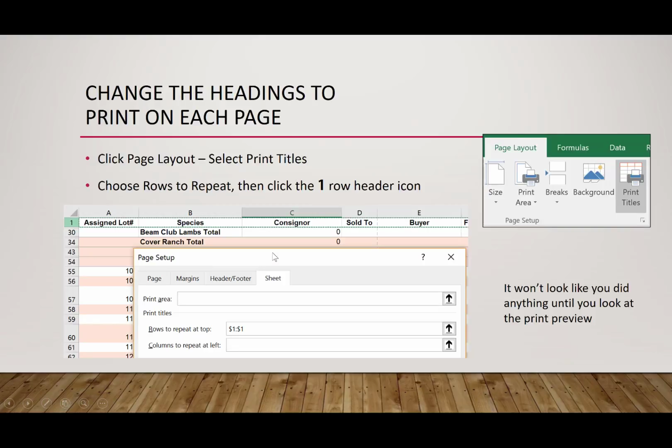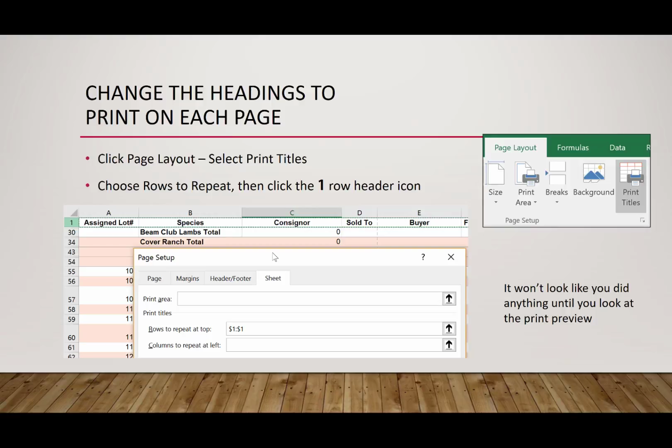I want to fix the heading. Because if I print this right now, the first page is going to show assigned lot, species, consignor, sold to, and buyer, and so forth. But when I get to the next page, I'm not going to really know which of those is which. It's going to have the information, but it won't have the headings because those were on page 1. So we have to find a way to make it repeat that specific row on the other pages.